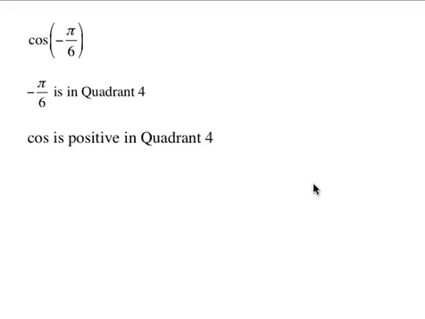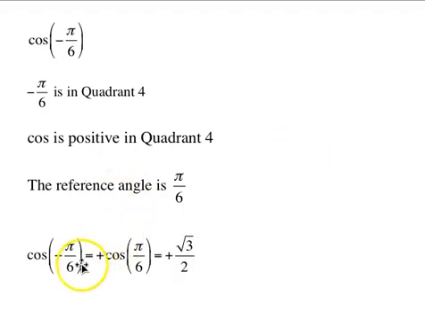Next we have cosine of negative pi over 6, a fourth quadrant angle. Negative pi over 6 is in quadrant 4. In quadrant 4, cosine is positive. The reference angle is, of course, pi over 6. So putting that together, cosine of negative pi over 6 is positive in the fourth quadrant. Reference angle is pi over 6. Cosine of pi over 6 is root 3 over 2, and the answer is positive root 3 over 2.